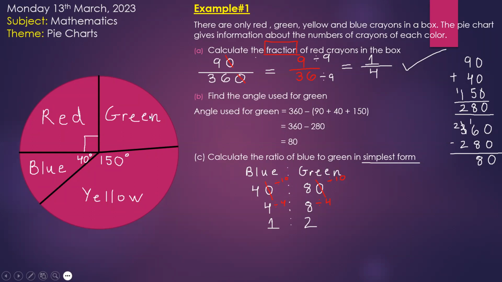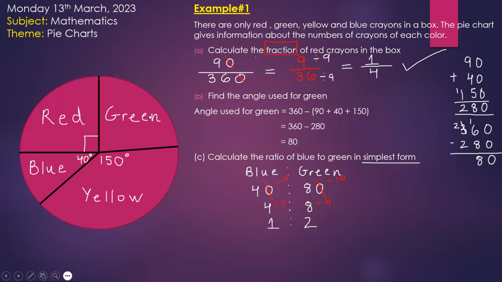So for you to find the fraction, you have to do 90 over 360. You have to cancel out the zeros, and you will get 9 over 36. And then you have to divide it by 9. You have to divide 9 and 36 by 9, and you will get 1 over 4.